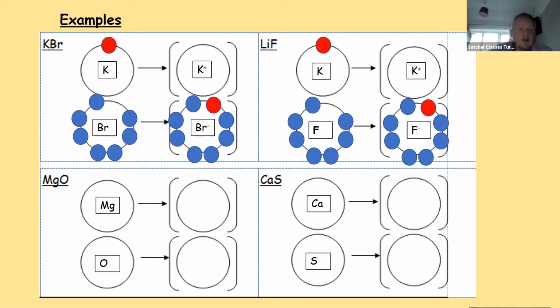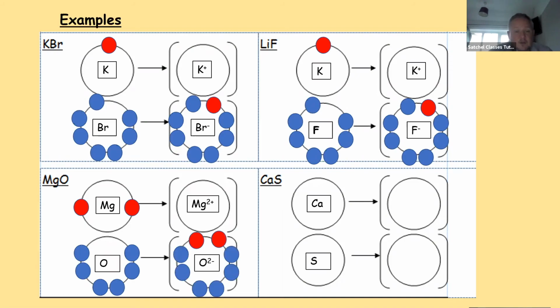Magnesium has 2 in its outer shell because it's in group 2. Oxygen has 6. So magnesium wants to lose those 2 to get to the full outer shell underneath, and it will form an Mg2+ ion. Whereas oxygen needs to gain 2. It'll take happily the 2 from magnesium, and it will form an O2- ion because it's now gained those 2.